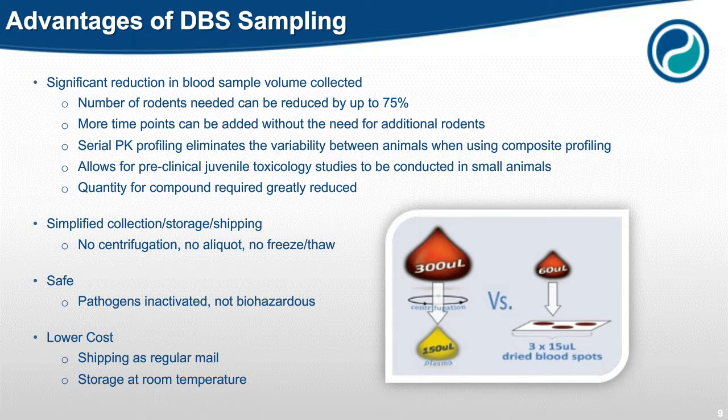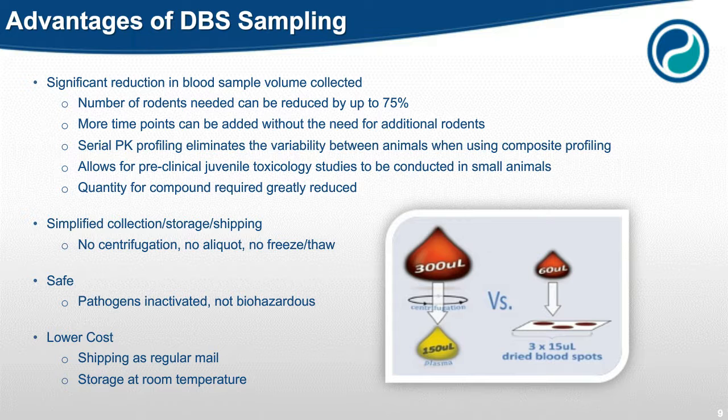DBS also is safe. All pathogens, including HIV and hepatitis B, become inactivated on contact with the filter paper. So the personnel in a lab is safe handling these samples. It is lower cost, not just because fewer rodents, fewer animals, and less compound are needed.